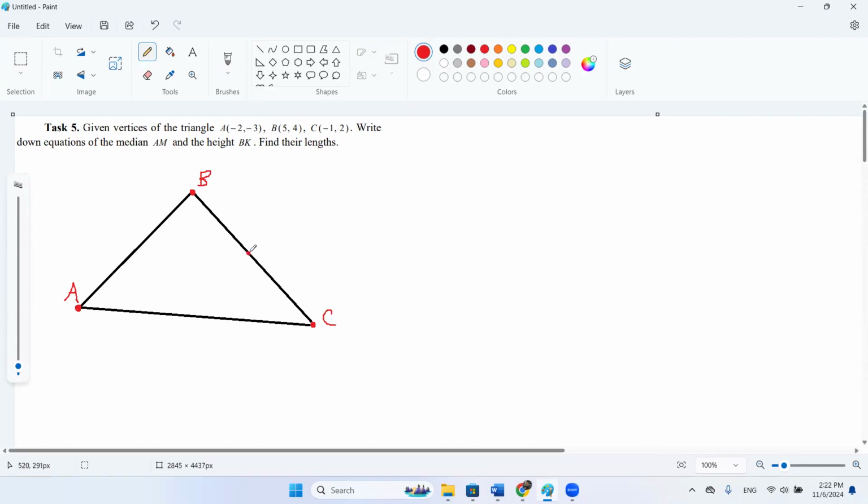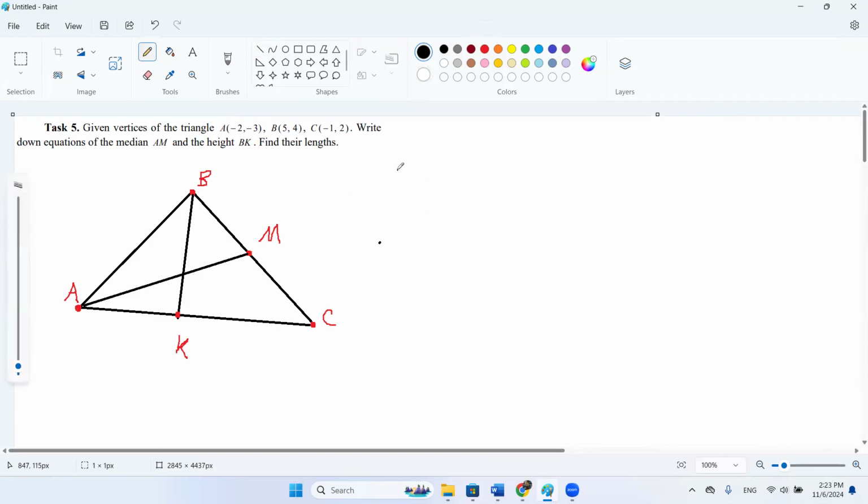So median AM, so point M is here, and the height. Let's draw it. I guess it is almost perpendicular, so let's think that it is perpendicular. So BK. And also let's draw this line as well. Okay.